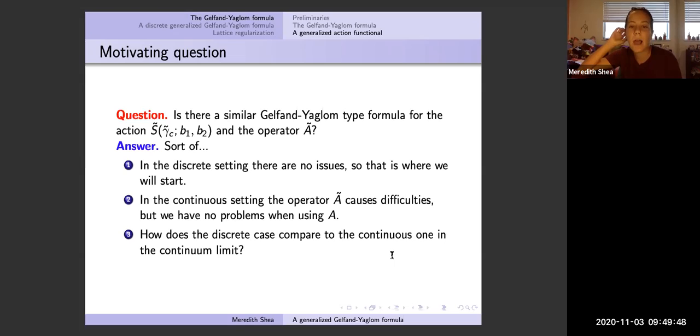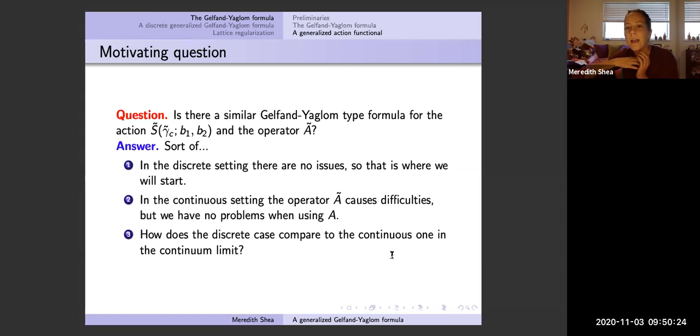And the last thing we want to ask is, what happens in the continuum limit? So does the discrete case make sense in the continuum limit? And also, can we compare these two? Hopefully we want them to be the same or very similar in some sense. And so that's the last question we ask, what happens in the continuum limit. And what we'll have to do is not just look at A tilde discretized, but we also will have to eventually discretize A, but we won't do that till the last step here.